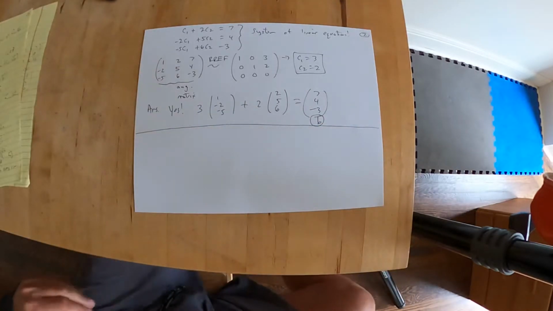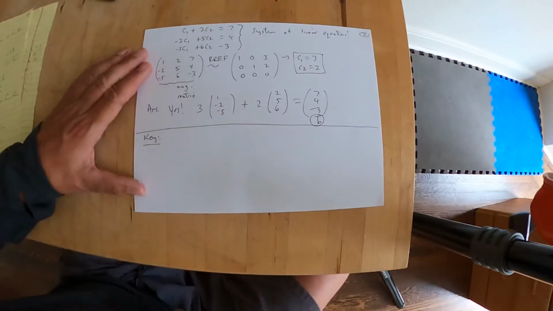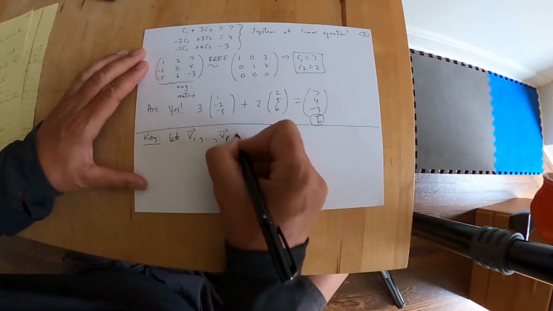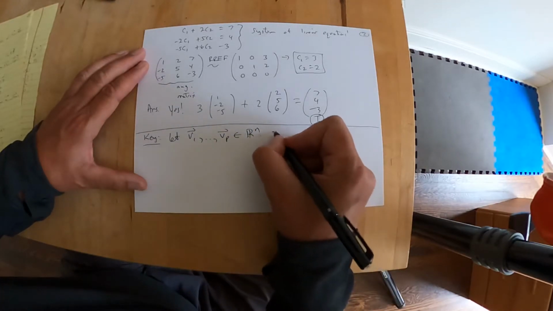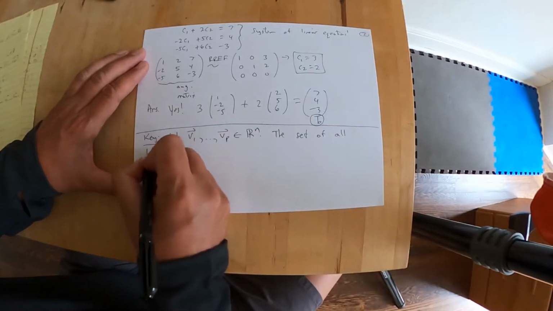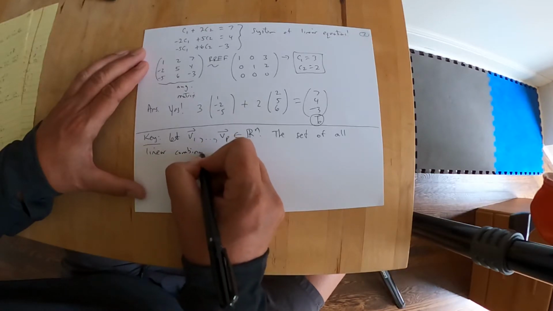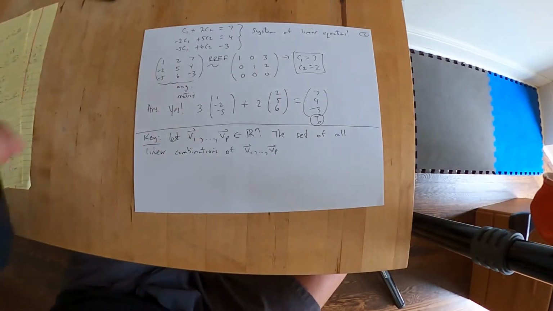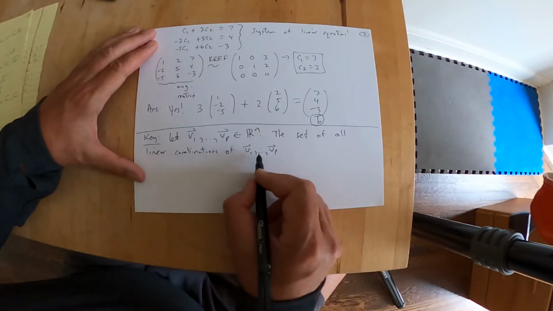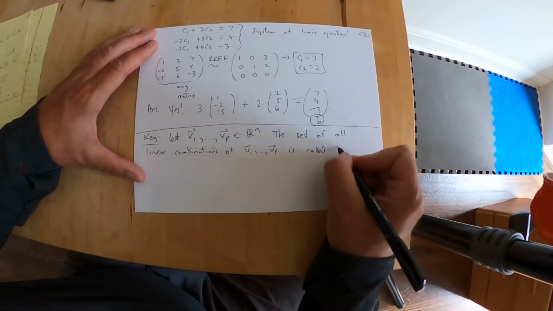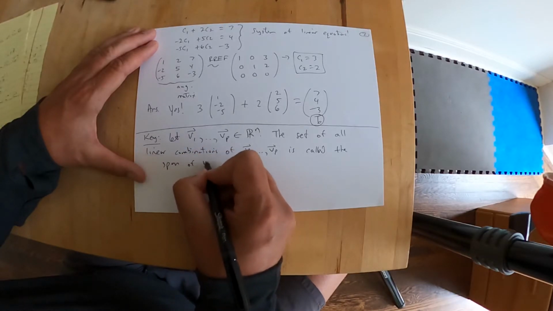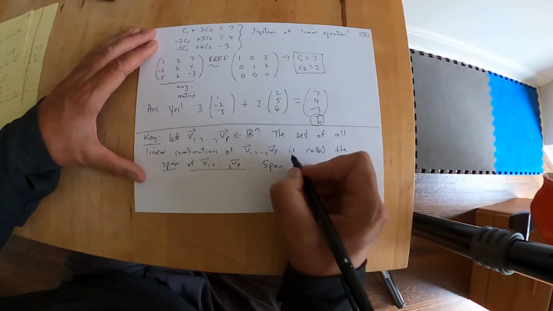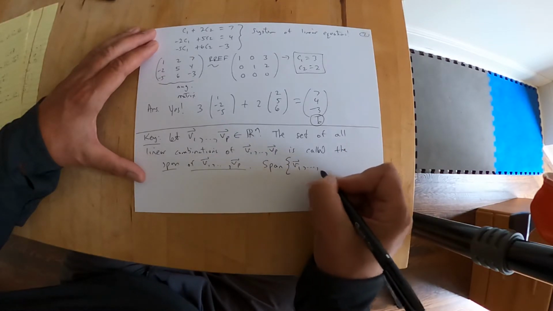Carrying on. Now we're really getting into it. This is key because I wrote it that way. All right. Again, let V1 down to VP be vectors in Rn. If I take the set of all linear combinations of V1 down to VP, the set of all linear combinations of the V1 down to VP is called the span of V1 down to VP. Okay, and we write it like this. We go span, curly bracket, V1 down to VP.